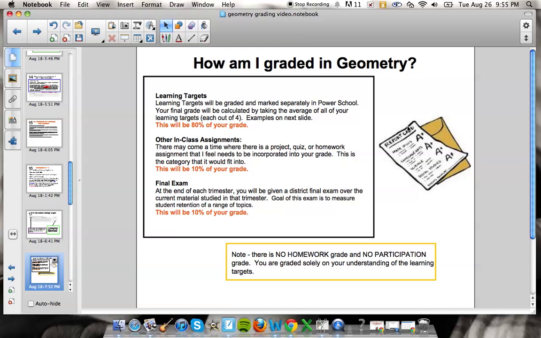Now, this yellow box here may not be for all of the teachers in geometry. Each geometry teacher has a different philosophy on homework, so this may not be right towards your class. So just make sure that you check with your teacher about that before you read into that.